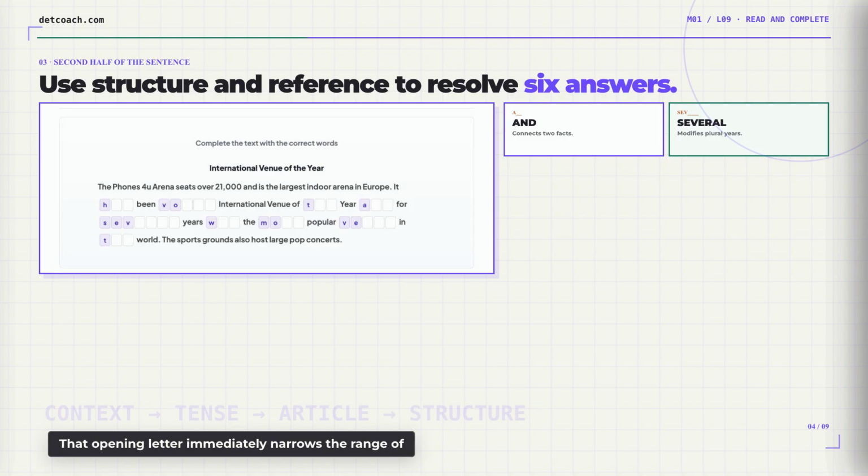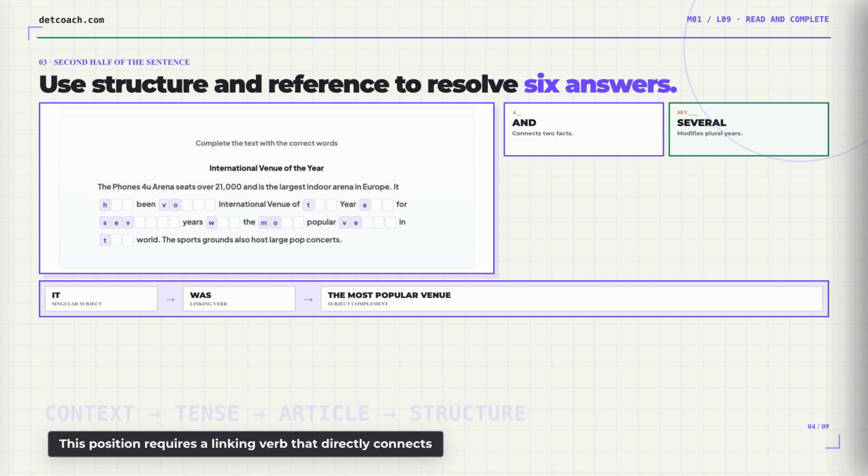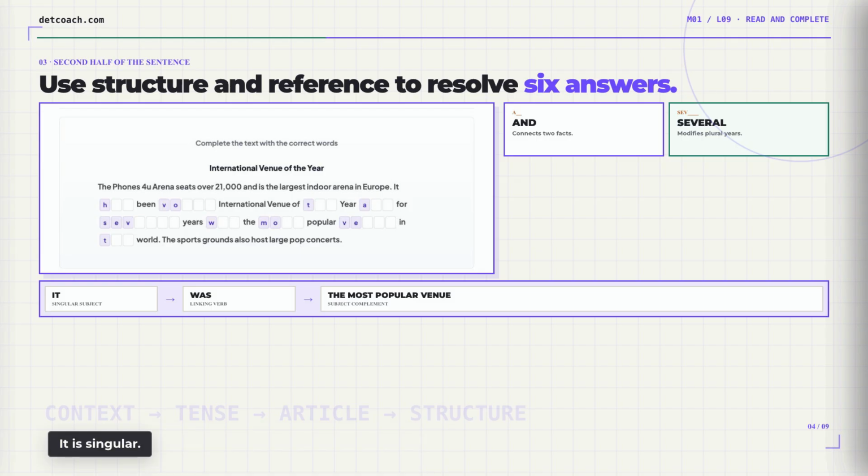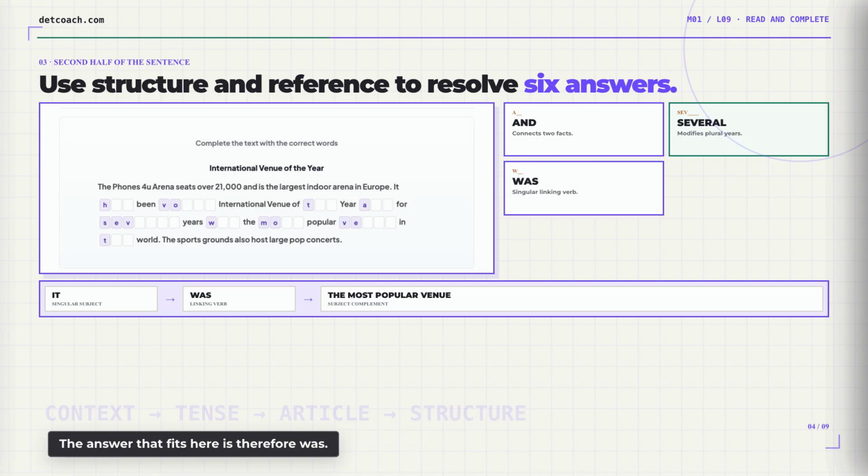That opening letter immediately narrows the range of possible answers. This position requires a linking verb that directly connects the subject it with the subject complement the most popular venue. It is singular. The answer that fits here is therefore was.